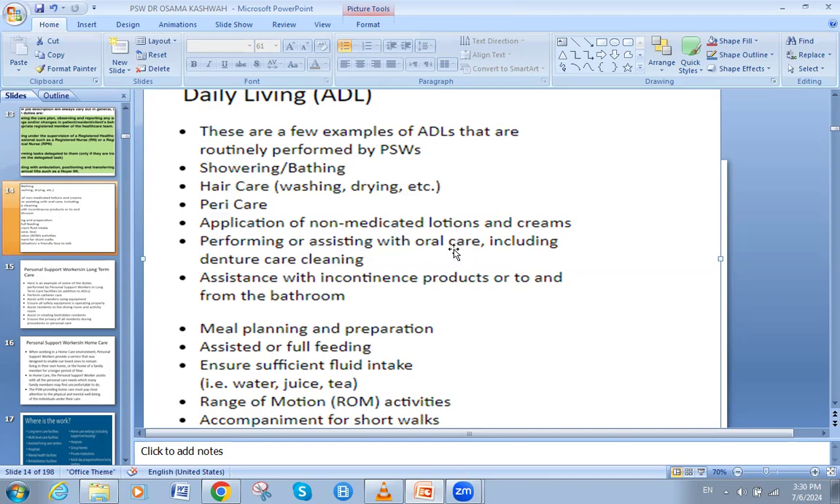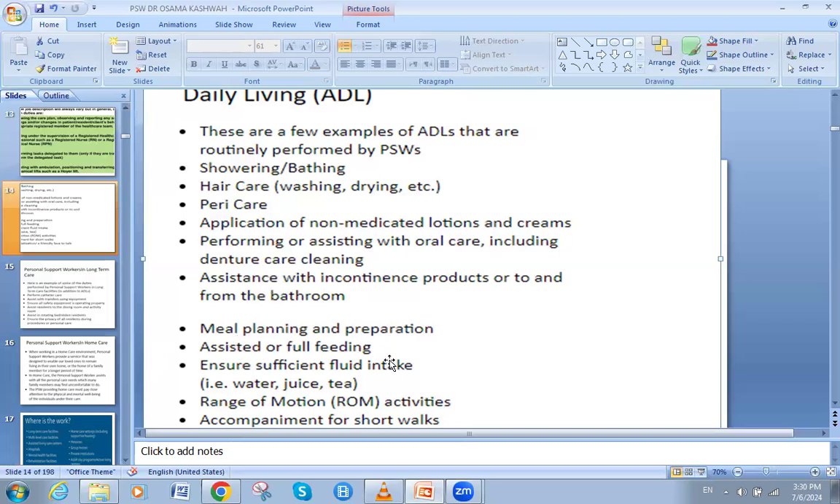Performing and assessing oral care as well, like cleaning the denture, including denture care. Assistance with incontinence products, to and from the washroom. The incontinence products help when the client wants to pee or poo, so that helps him.